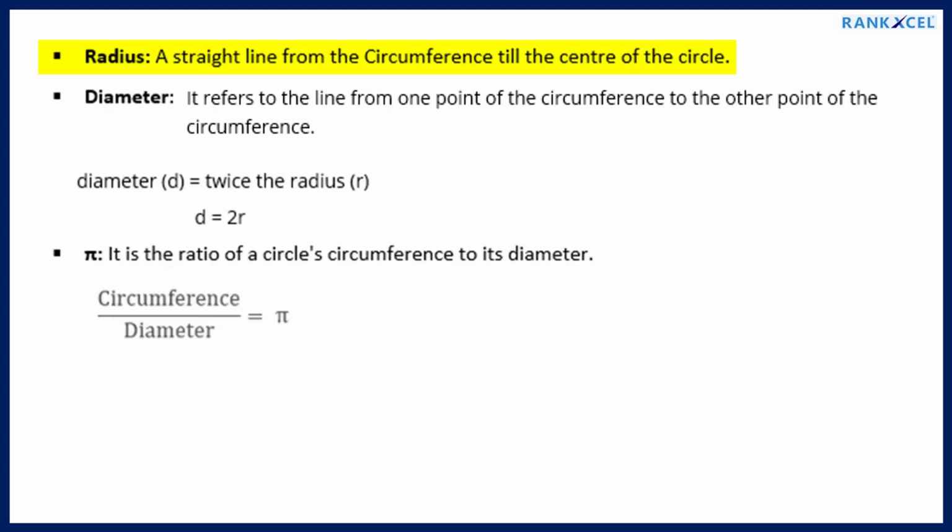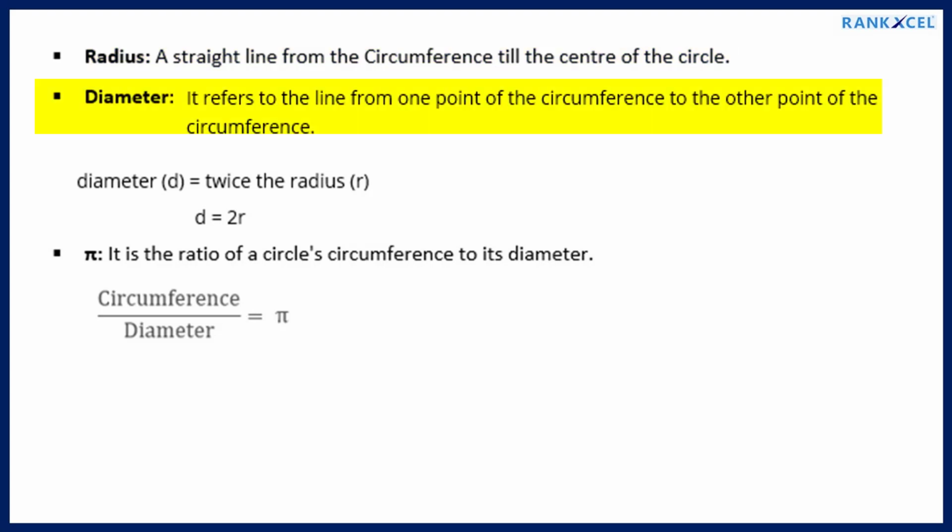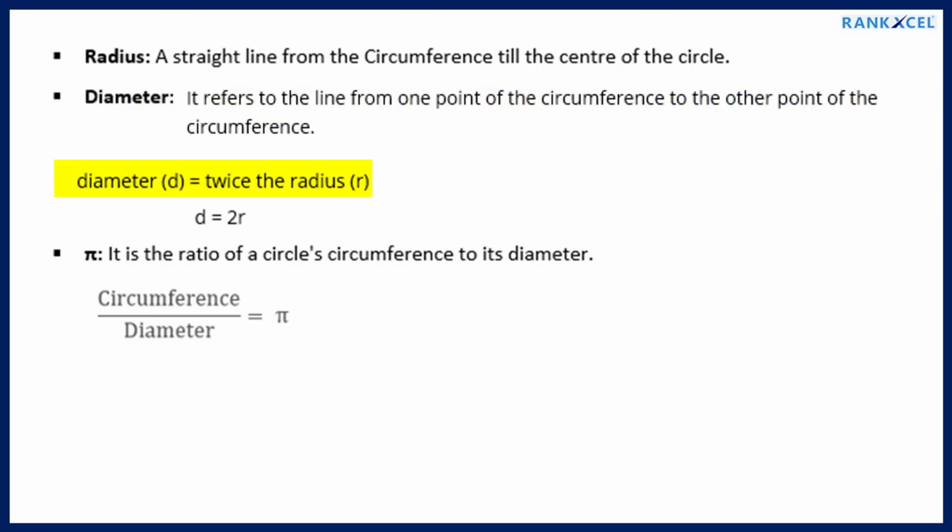Radius, a straight line from the circumference till the center of the circle. Diameter. Diameter, d, equals twice the radius, r. D equals 2r. Pi, it is the ratio of a circle's circumference to its diameter.